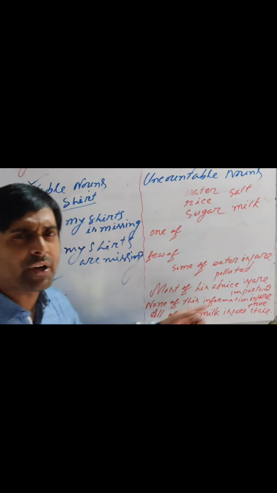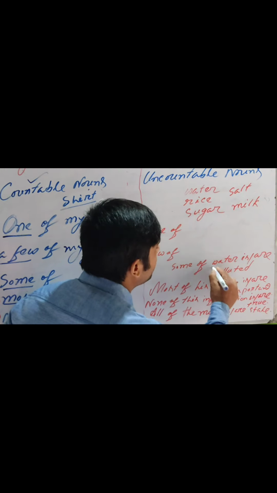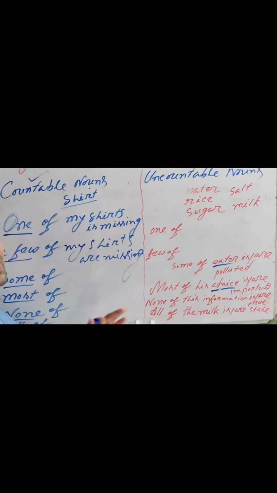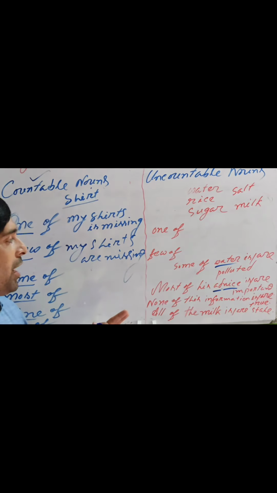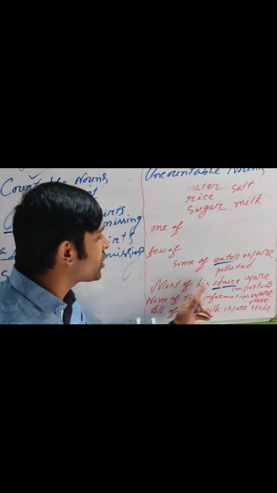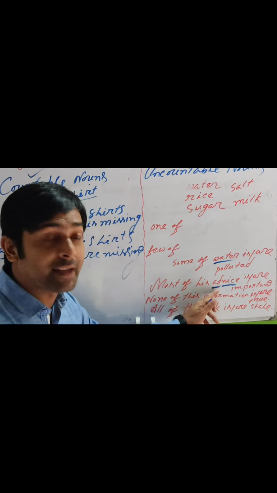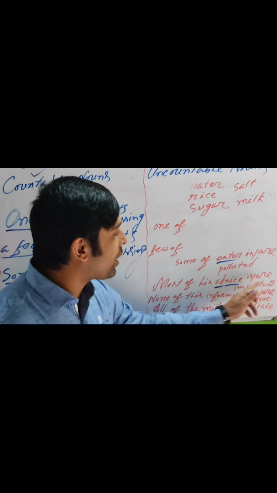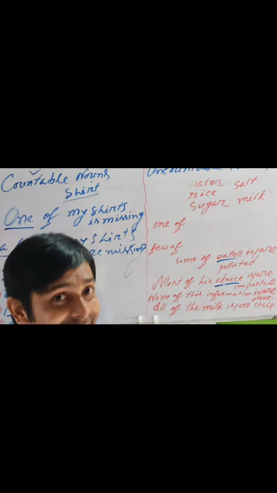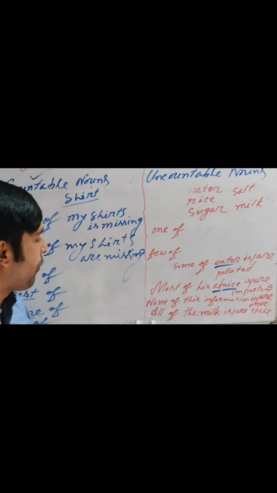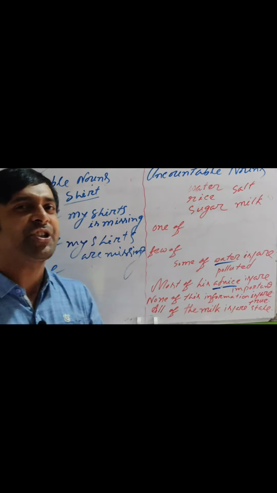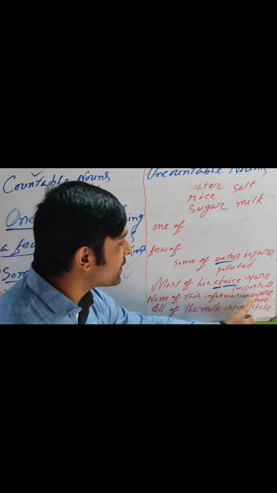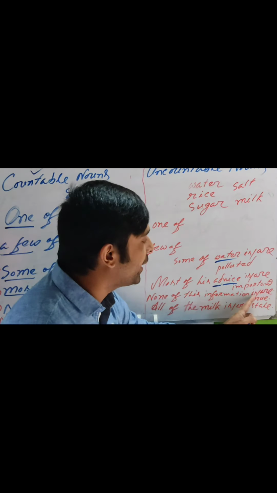Most of his advice: is advice countable? I think advice is not countable. It's uncountable. Most is plural, but after the phrase "most of" I have used advice, and advice is uncountable. So, most of his advice is or are important? Of course, "is important," because advice is uncountable. Now, none of this information: is information countable or uncountable? Of course it is uncountable, so the verb will be singular. None of this information is true.